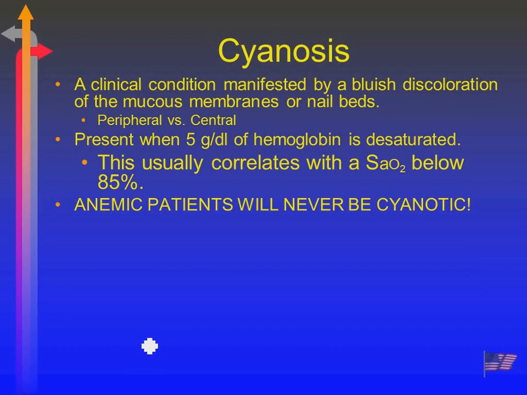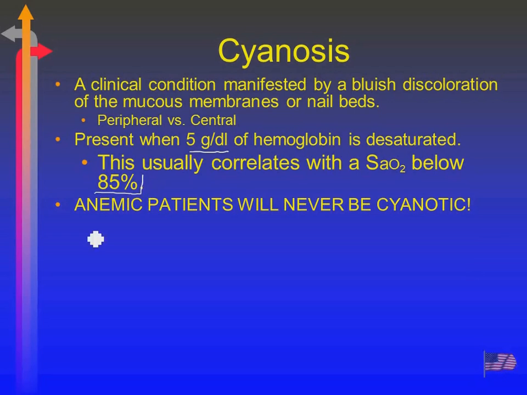It's where the mucous membranes around the lips, the nail beds, they're all bluish in nature. And this is present when 5 grams per deciliter of hemoglobin is unsaturated. And usually this correlates with a saturation of somewhere around 85%. So it's going to be a pretty profound drop in PO2 and saturation before you start seeing the patient appear cyanotic, meaning it's a late sign.